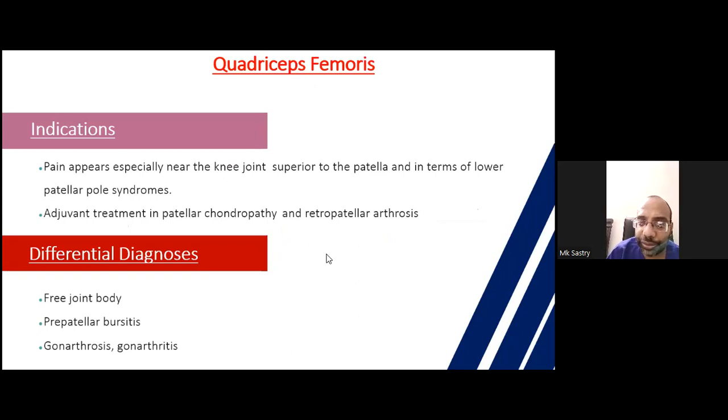Quadriceps femoris is another muscle which creates what? Osteoarthritis, joint pain, knee joint pain. So how to understand quadriceps femoris? Go to the animation, quadriceps femoris pain syndrome.